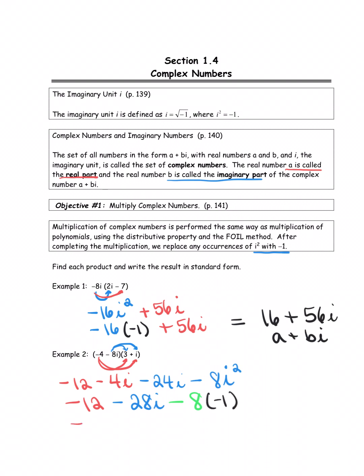Cleaning this up further, we have -12 minus 28i plus 8. Notice we can combine like terms here, so we have -4 minus 28i. And that's our final answer.